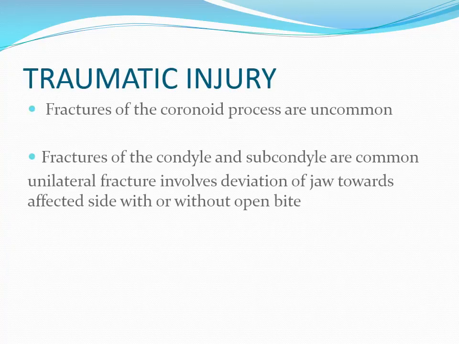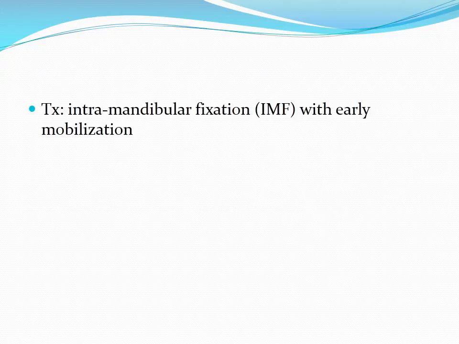It is usually caused by traumatic injury. Fractures of the coronoid process are uncommon, but fractures of the condyle and subcondyle are common. We do intermaxillary fixation when there is dislocation, and after reduction you want to keep the mandible from being functional, so you can do what we call, in layman's language, wiring of the jaw.